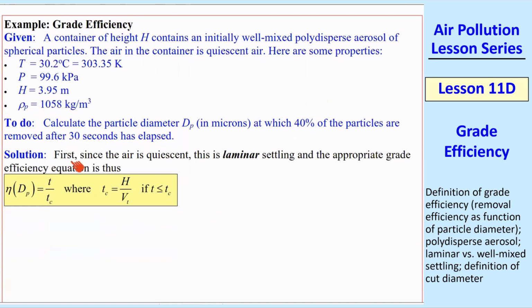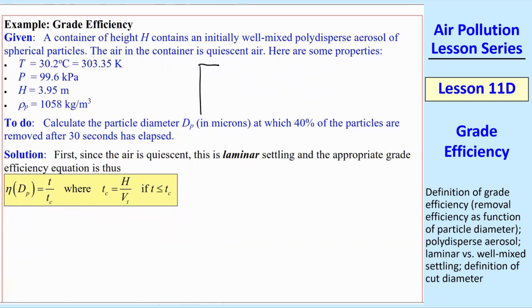So first, I wrote out the equation for laminar settling because this air is quiescent, there's no mixing going on. So the appropriate grade efficiency is this laminar one. Here's the critical time, and then here's the grade efficiency. The problem is we don't know dp.